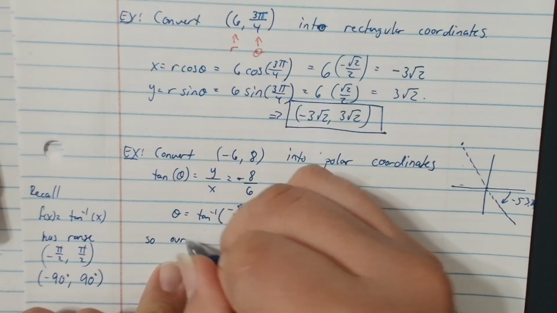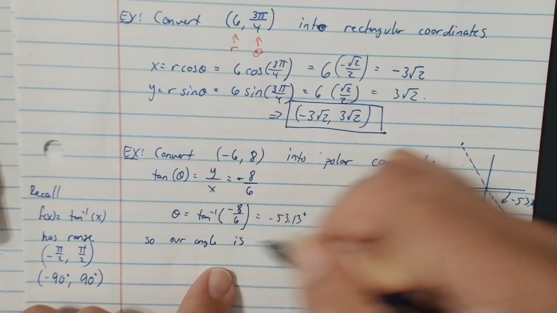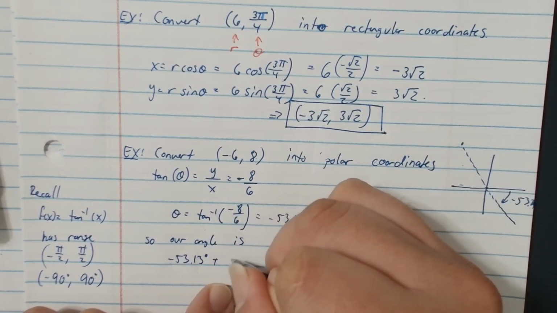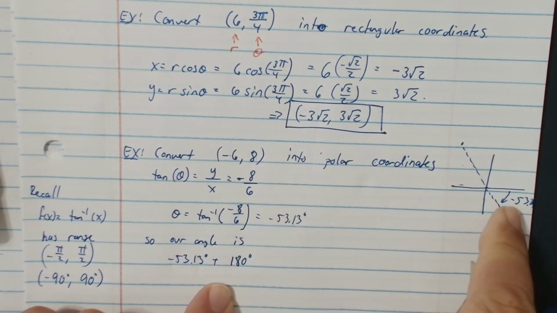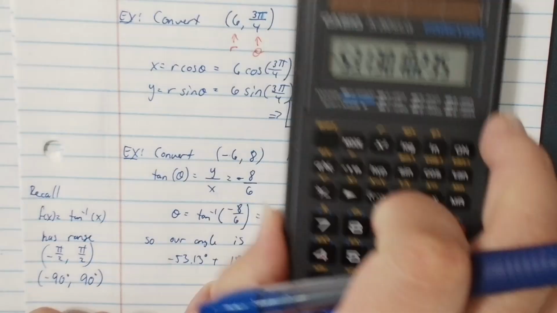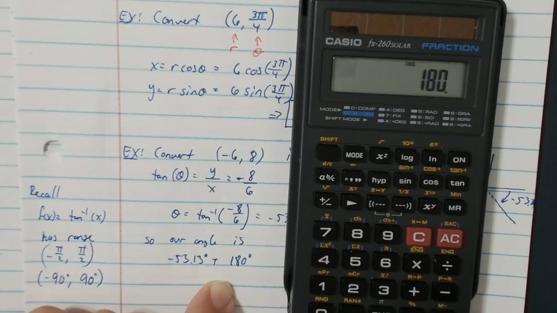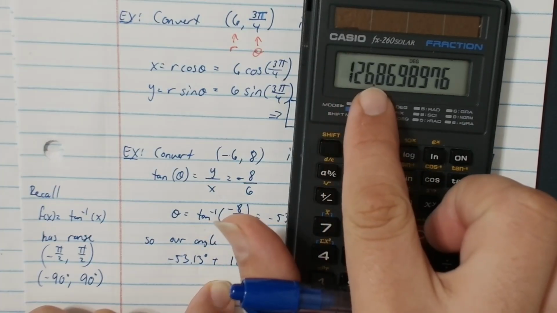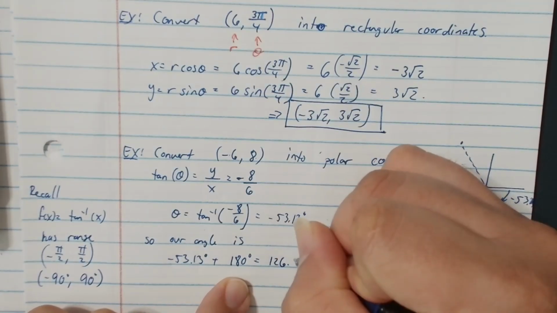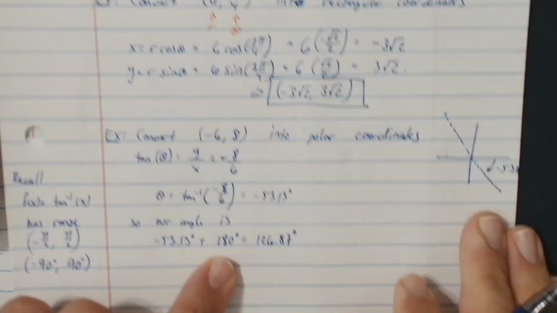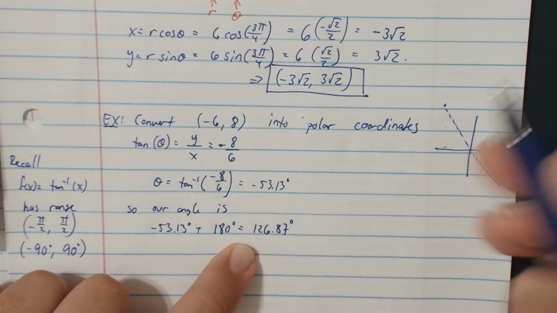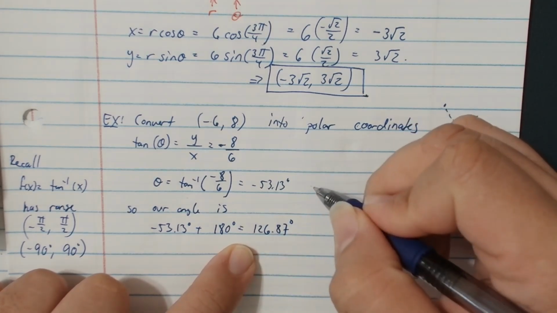So our angle is negative 53.13 degrees plus 180 degrees. You just have to do the half turn so that you're facing the right way. So that gives us that plus 180, and that gives you 126.87 degrees, like that. So that would be our angle now without a negative. Okay. Now what about our distance?